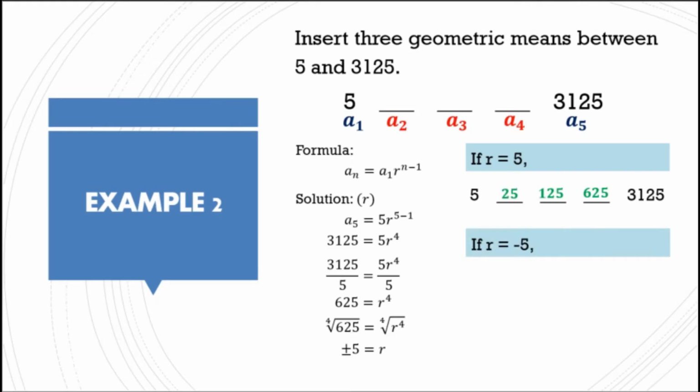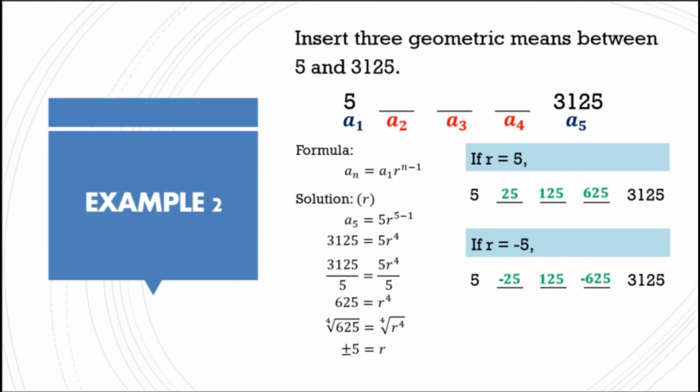What if r is equal to negative 5? Well, again, we simply multiply negative 5 to each preceding term to get the next. 5 multiplied to negative 5 is negative 25. Negative 25 multiplied to negative 5 is equal to positive 125. Then positive 125 multiplied to negative 5 is equal to negative 625.